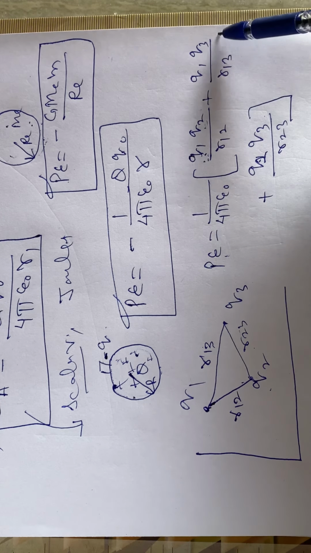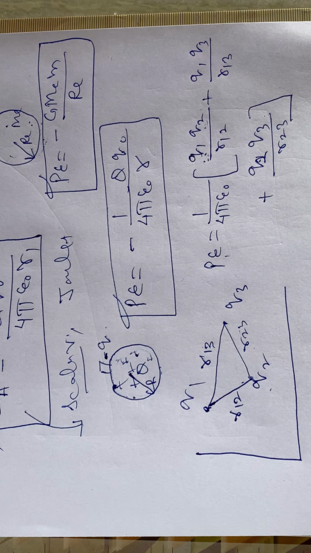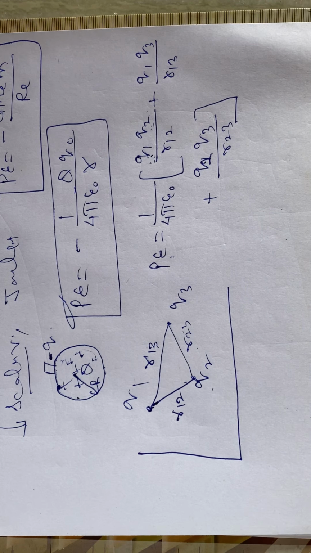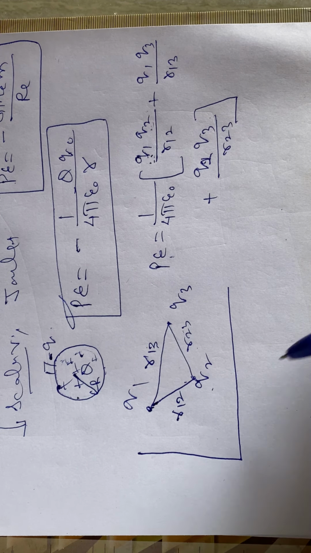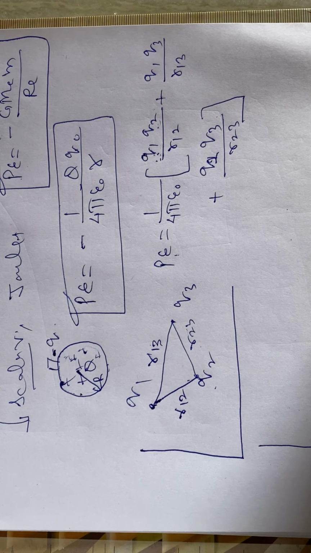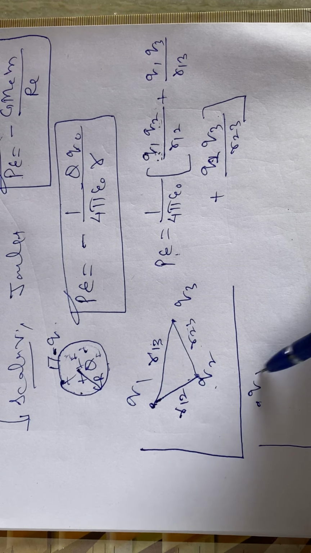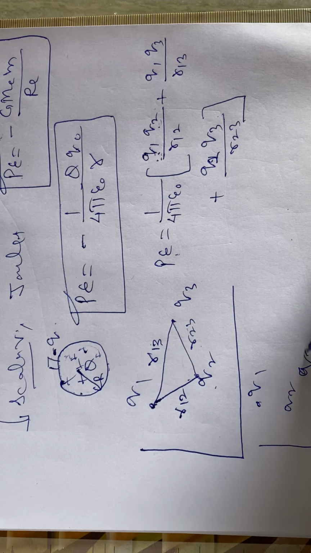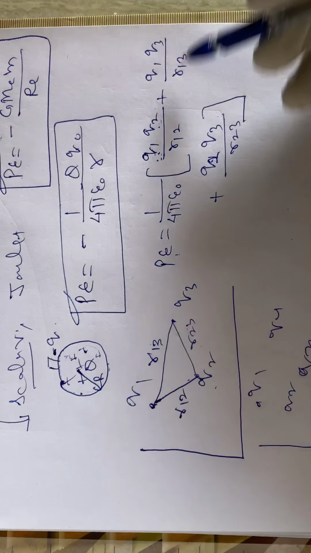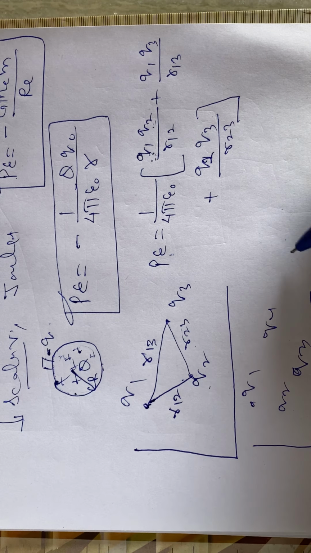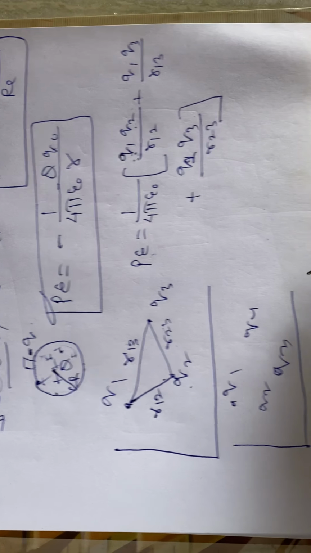Can you suggest what will be the total number of terms if we have a four charge configuration? If there are four charges given, say Q1, Q2, Q3 and Q4, how many terms do we have to write then? Think over it. We'll discuss in the next session.